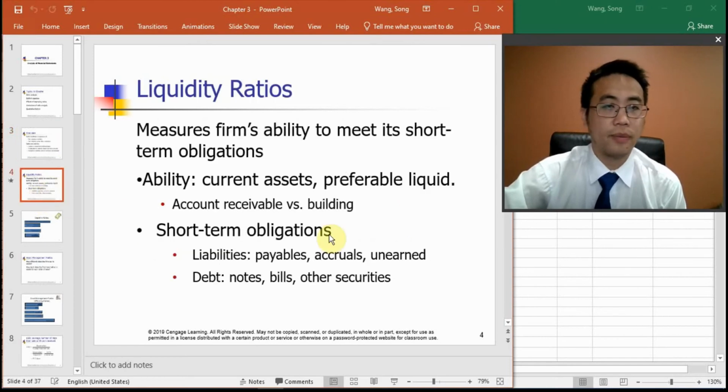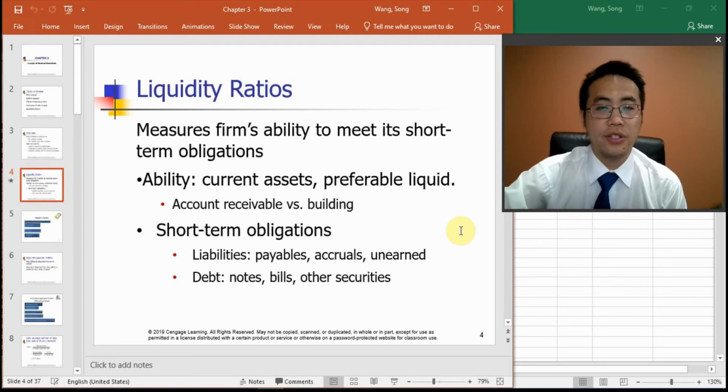The first category of the ratios is called liquidity ratios. And liquidity ratios measure a firm's ability to meet its short-term obligations. Well, the ability is measured by the level of current assets, and we prefer our assets to be liquid. The most liquid asset is cash, and some other liquid assets would be accounts receivable, short-term investments, and so on. And definitely, these assets are more liquid than buildings or machineries or land, because the latter ones would be very hard to sell in a short time period.